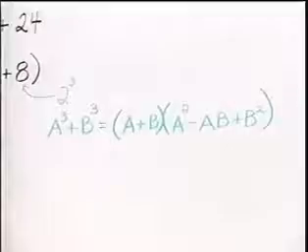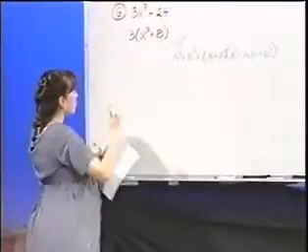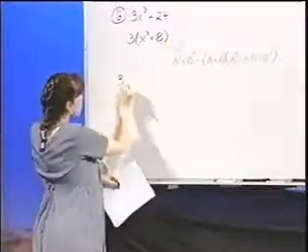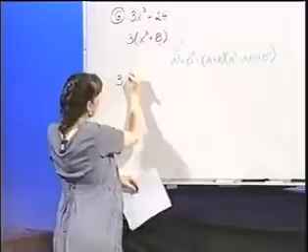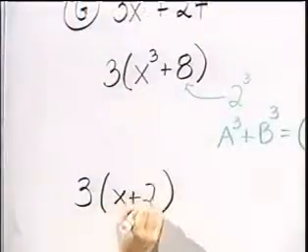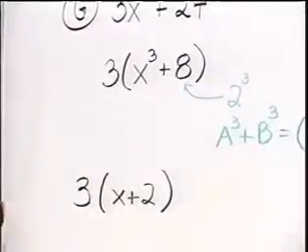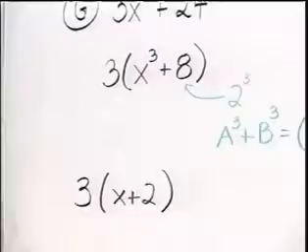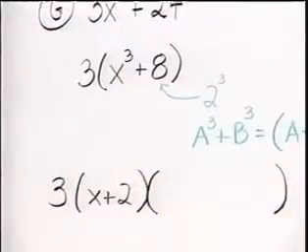So you have x cubed plus 2 cubed to worry about. So I'm going to bring that 3 down, and now I have an x cubed plus 2 cubed. So the first thing I need to put is x plus 2, right? Because a cubed plus b cubed, the first thing is the a plus b. So x plus 2 first. And now you have your 3-term polynomial.